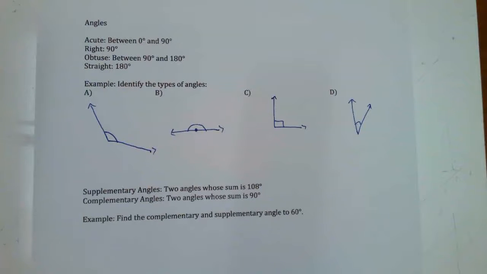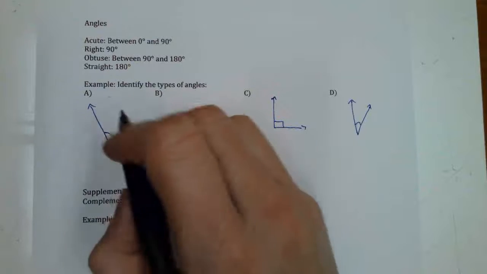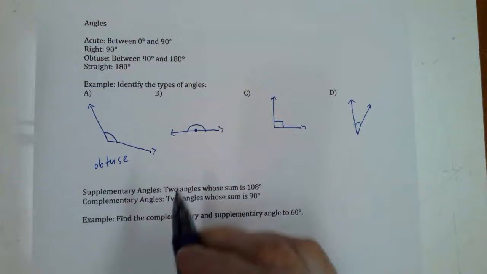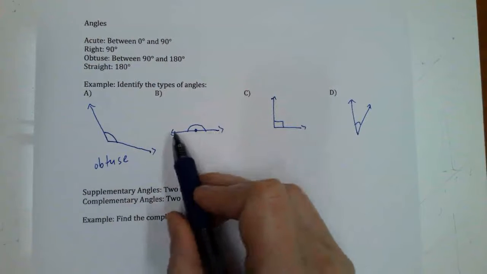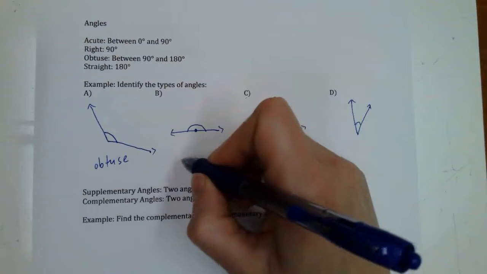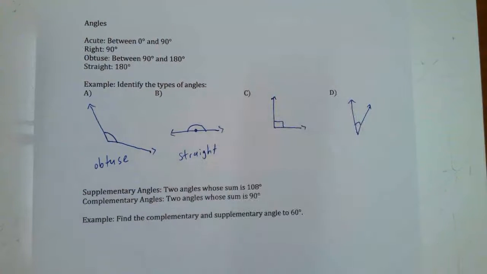So I've got 4 angles drawn out. This first one does look bigger than 90 degrees, so I am going to call that obtuse. Now the straight angle, we partly call it that because it does look like a straight line, basically with a dot in it. And so that is how we identify a straight angle.